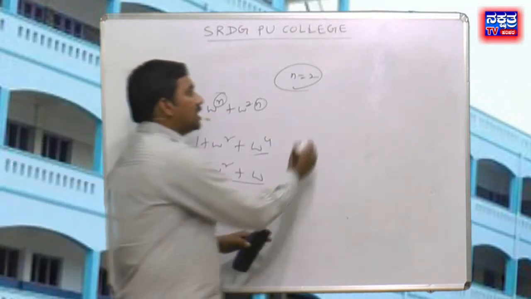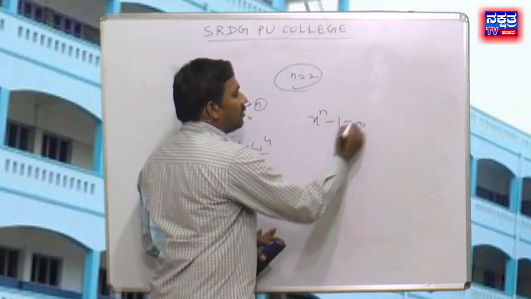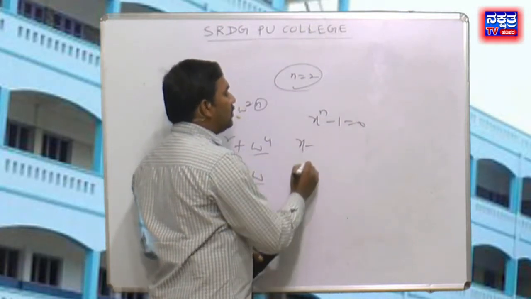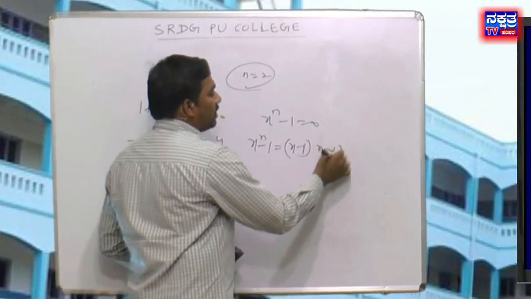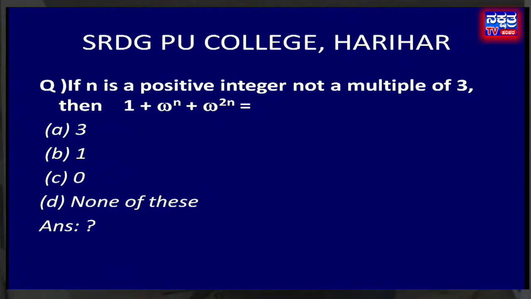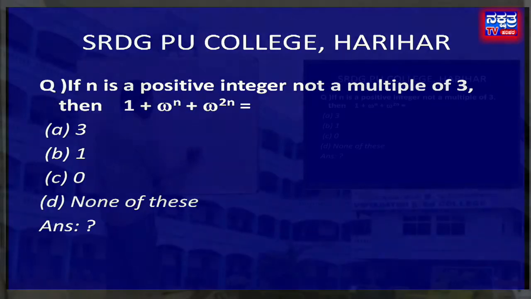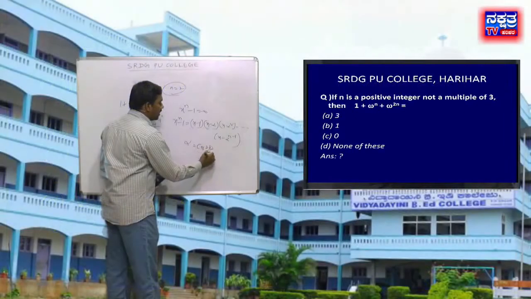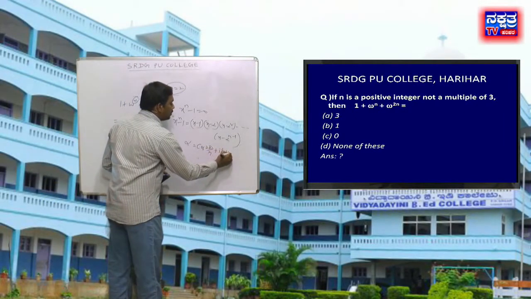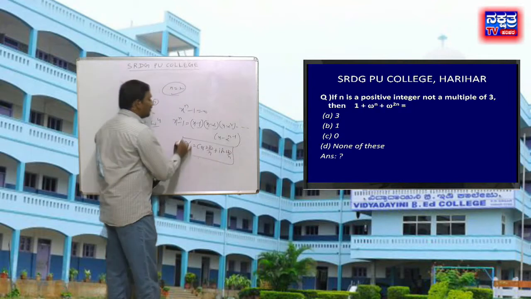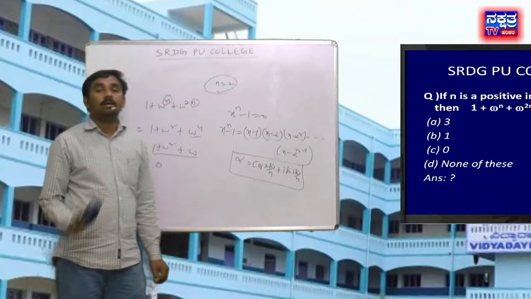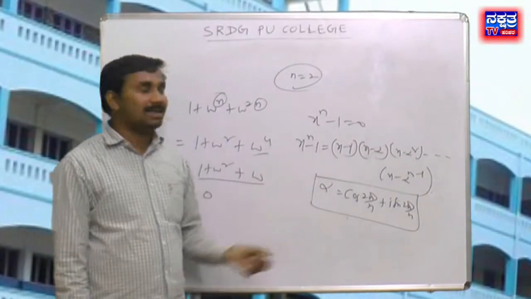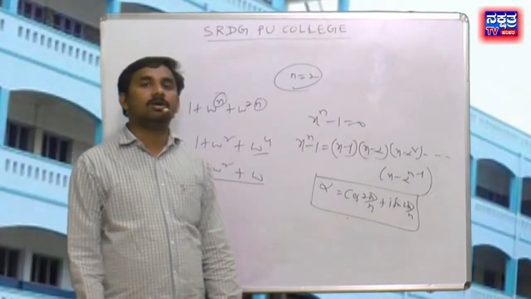On cube roots of unity, nth roots of unity is also there. That is also the equation x power n minus 1 equal to 0. So nth roots of unity we can also write as x power n minus 1 equal to x minus 1 into x minus alpha into x minus alpha square, and so on up to x minus alpha power n minus 1, where alpha equals cos 2 pi by n plus I sin 2 pi by n. This is the value of alpha, where 1, alpha, alpha square, and so on up to alpha power n minus 1 are all nth roots of unity.